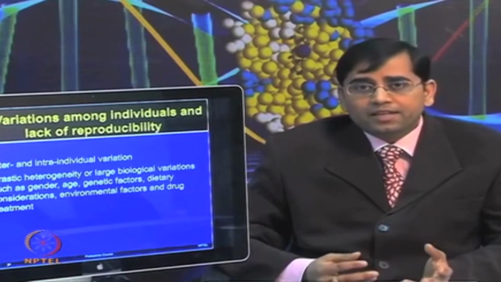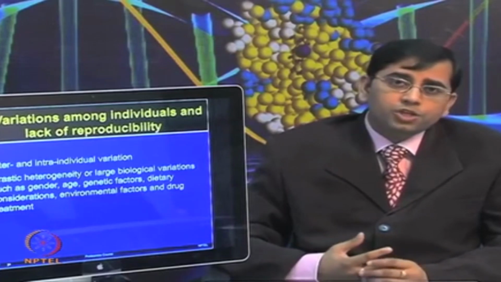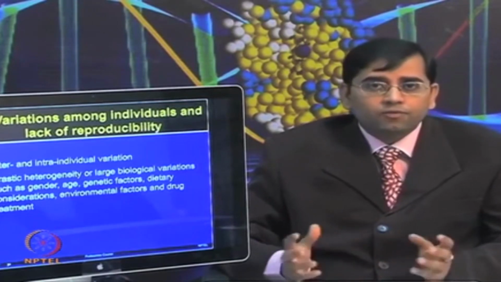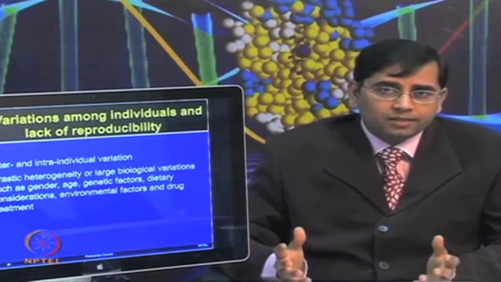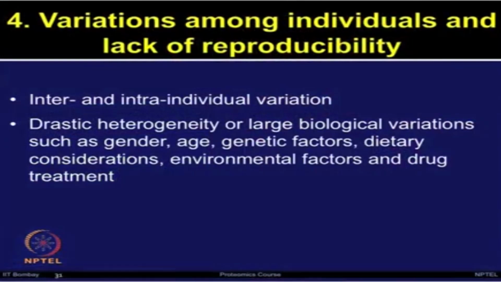And if you refer to the previous lecture, when we talked about how to minimize different types of factors which are going to ensure the success of clinical studies, probably you will be able to keep an eye on different types of extrinsic and intrinsic influences, which one should try to remove as much as one can during the clinical proteomic analysis. So, the drastic heterogeneity or large biological variations such as gender, age, genetic factors, dietary considerations, environmental factors and drug treatments are going to affect the reproducibility of your experiments. So, if you are careful in designing the experiment, one can at least minimize these variations and increase the reproducibility of the proteome analysis.